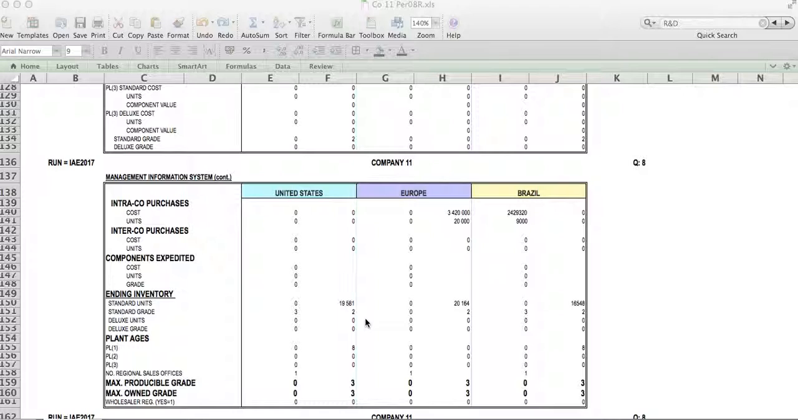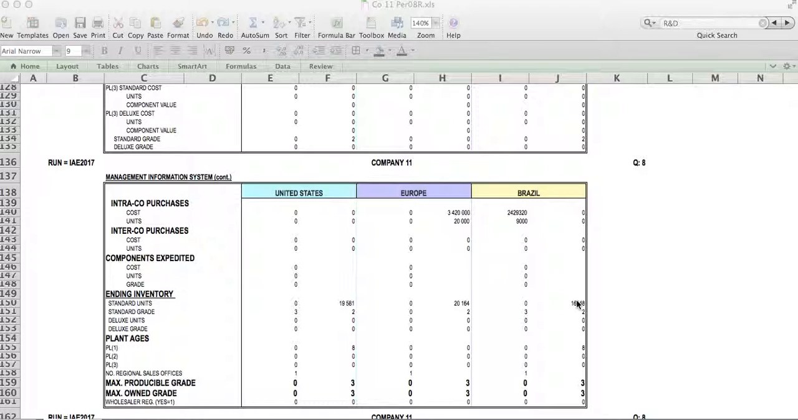So this company has 0 chips of any sort. They have nearly 20,000 Y2 in the US, a bit more than 20,000 Y2 in Europe, and about 16,000 Y2 in Brazil. That means in Q9, they can only sell what they have in ending inventory, and that will become the beginning inventory of Q9.